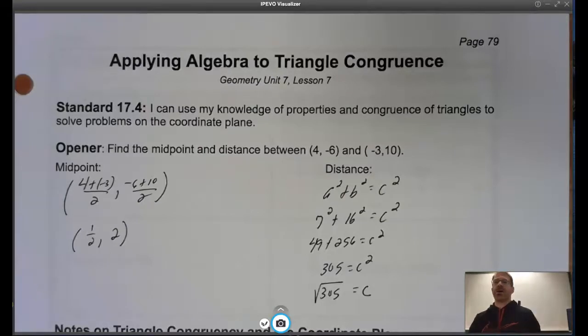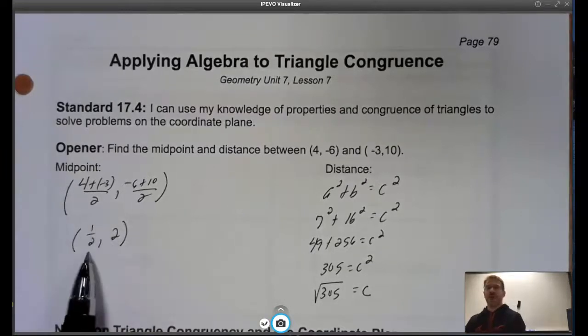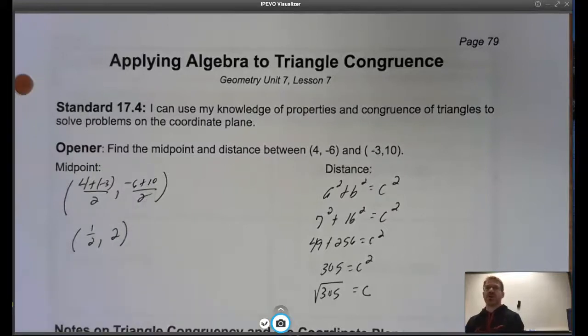All right, so let's look at the work. Remember, when we find the midpoint, we're finding the average of the x values and the average of the y values. So all you have to do is add your x values together and divide by 2, and you get 1/2. Add your y values together, divide by 2, you get 2. So the midpoint between (4, -6) and (-3, 10) is (1/2, 2).